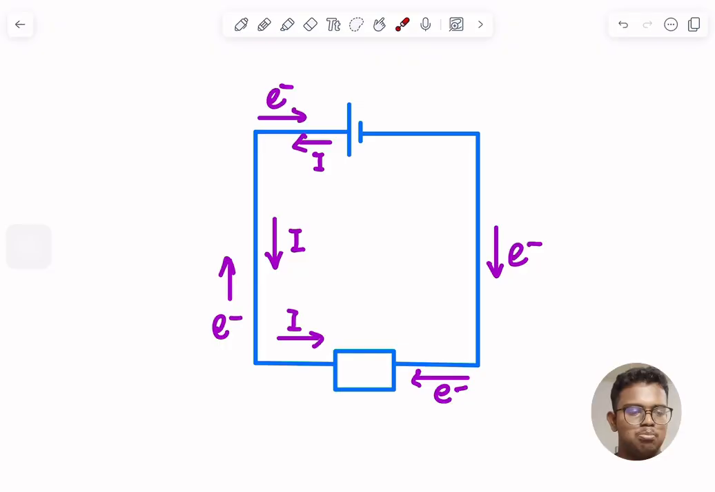Today we will talk about drift velocity. Before we start, let's revise what an electric circuit is. Here you can see an electric circuit connected to a battery and also a resistor.